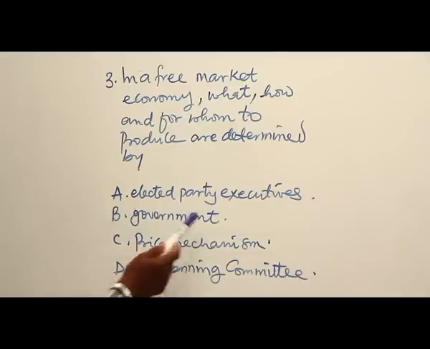B, the government. B is not correct because it is in the planned economy or socialist economy that the government decides what to produce, how and for whom to produce. Price mechanism. Yes, option C is correct. The price mechanism or price system determines what to produce, how to produce and for whom to produce, due to the price of the commodity they buy.